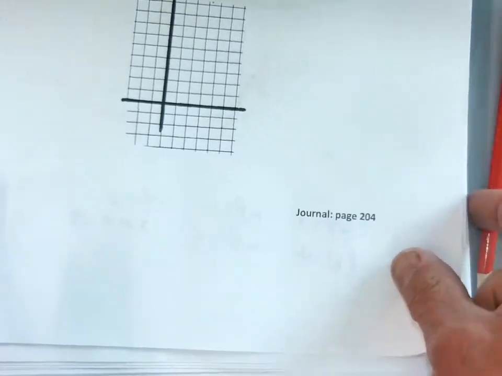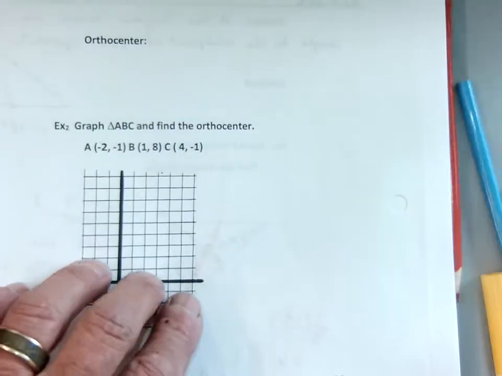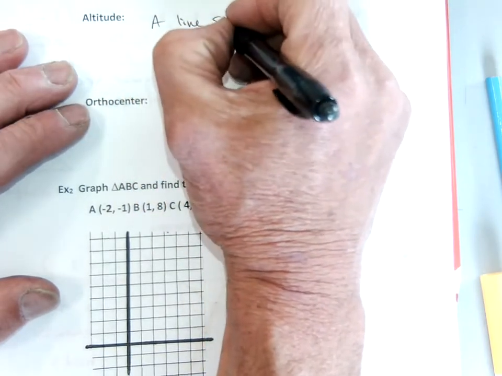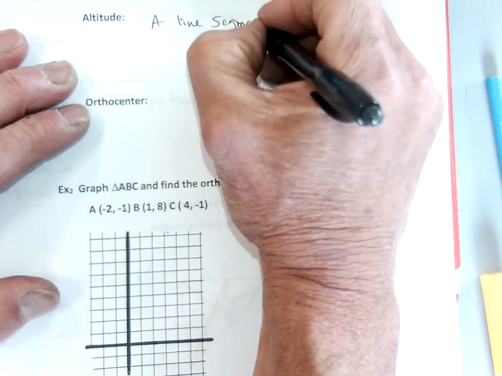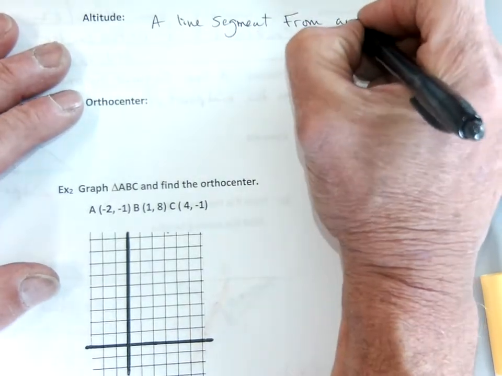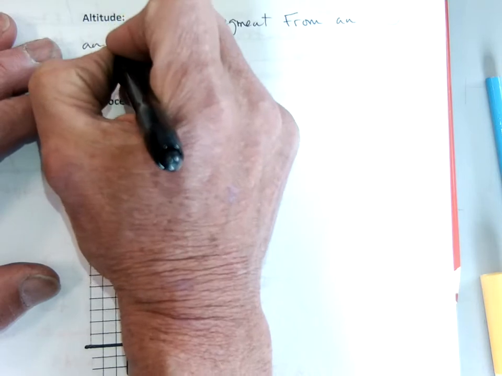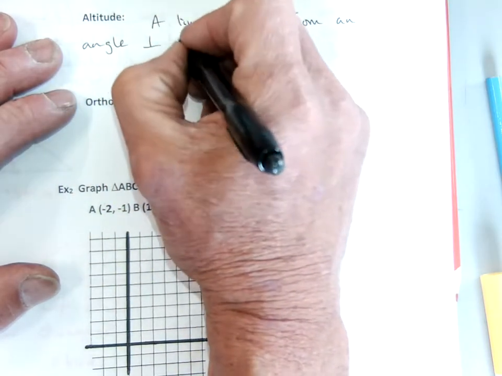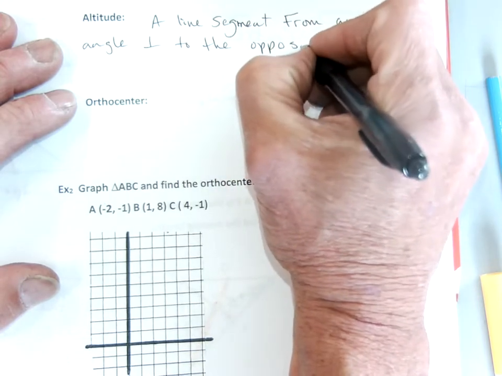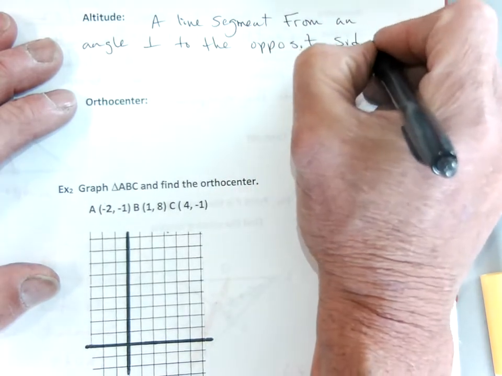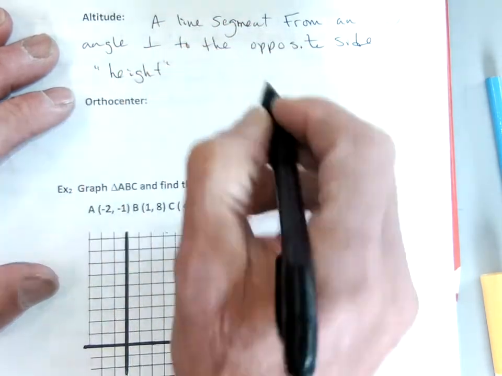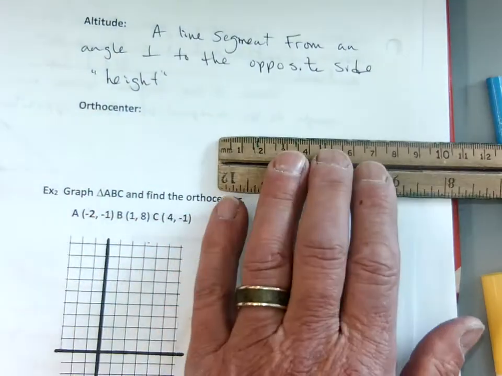All right, altitude. Well, we know what that is, but I'm going to write down: a line segment from an angle perpendicular to the opposite side. It's also the height. We'll put down height so it makes it easy to remember. Okay, I'll draw a picture of that.